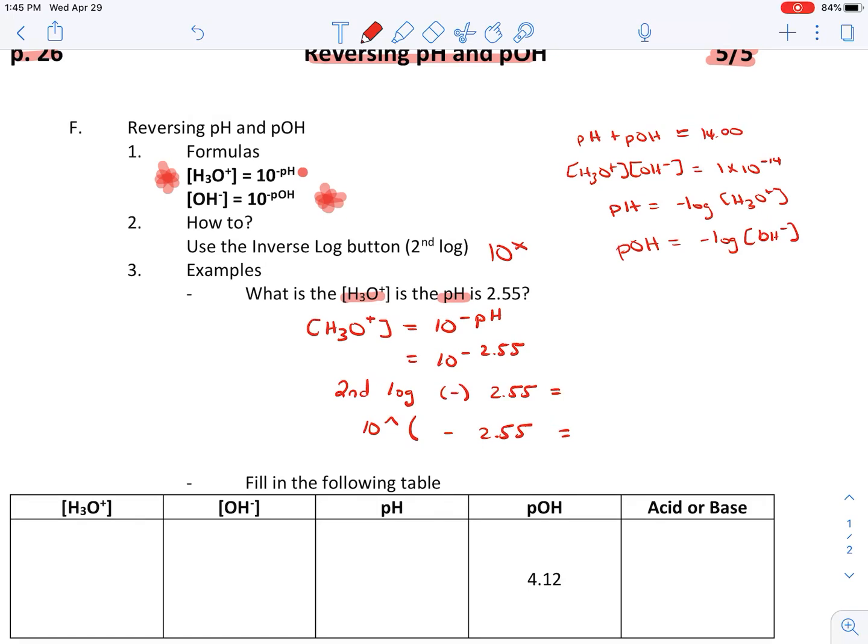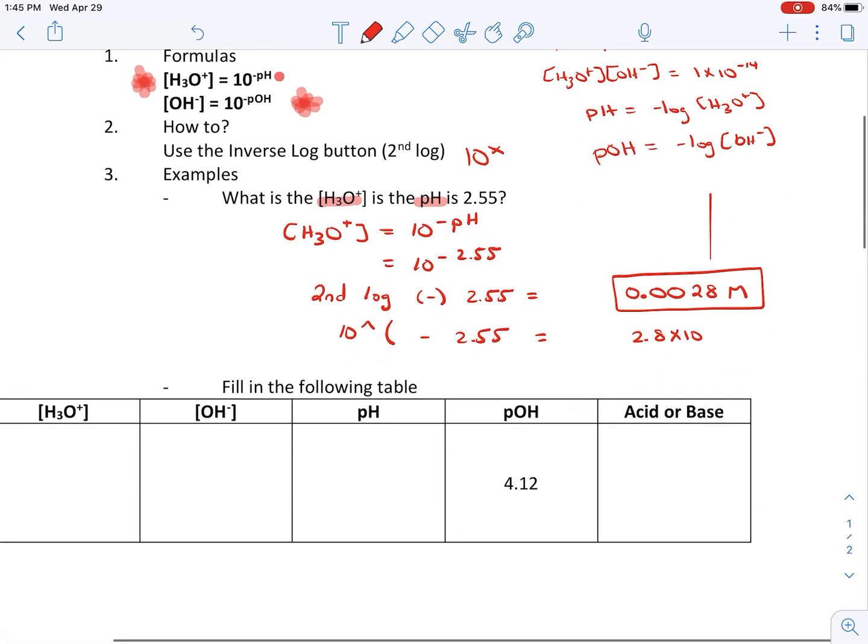And our answer should come out to be 0.00, make sure my decimal's showing up there, 28. Remember, we're keeping 2 sig figs, so those zeros out front do not count. So we have molarity. That's our hydronium ion concentration. Most of our calculators probably gave us that answer. Some of your calculators could have said 2.8 times 10 to the negative third. Hopefully that's what you got.